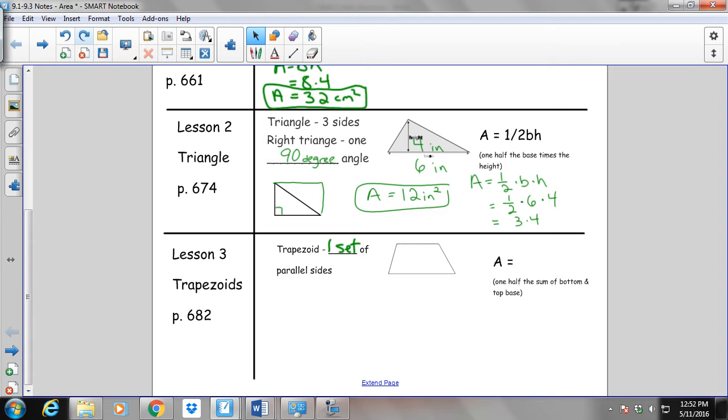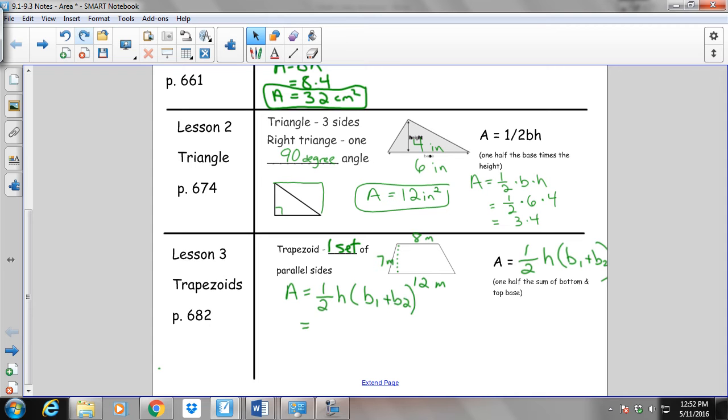A trapezoid has one set of parallel lines. So in this example right here, you can see the top and the bottom are parallel. The formula for this is 1/2 the height times the sum of the bottom and the top base. Okay. Top and bottom. So here's a trapezoid. It has a height of 7, and the bottom base is 12, and the top base is 8. It doesn't matter which one you use for the top and the bottom because you're just adding the bases together. So that's what you say, base 1 and base 2.